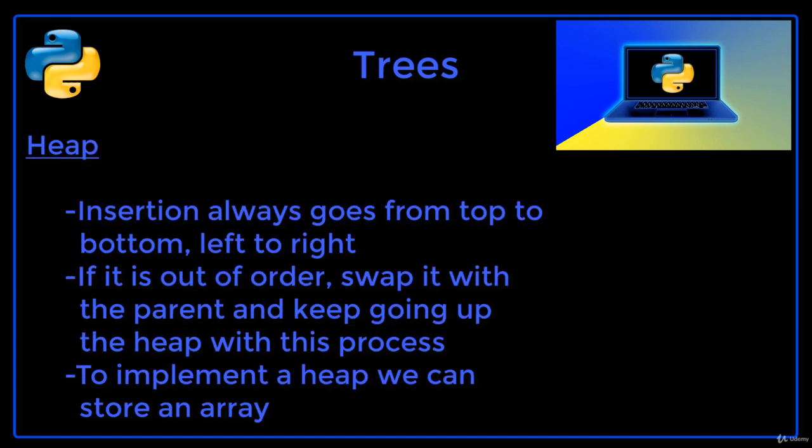A heap is a type of tree where insertion always goes from top to bottom, left to right. If it is out of order, swap it with the parent and keep going up the heap with this process. To implement a heap, we can store an array.